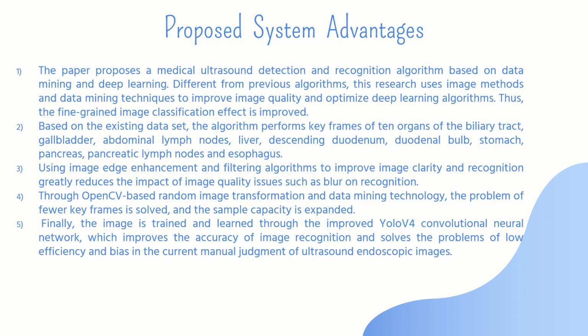Finally, the improved YOLO V4 convolutional neural network is used to train and learn the images. This will enhance the accuracy and precision of image recognition, and it overcomes the problems of low efficiency and bias which occur in human judgments.